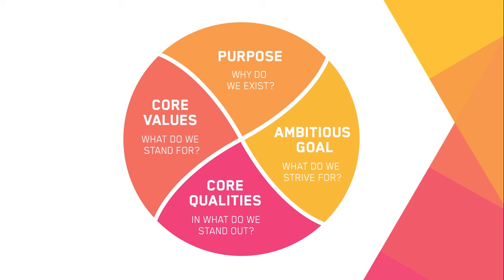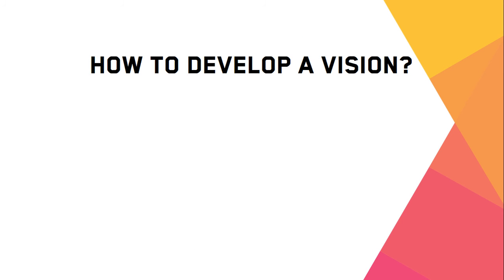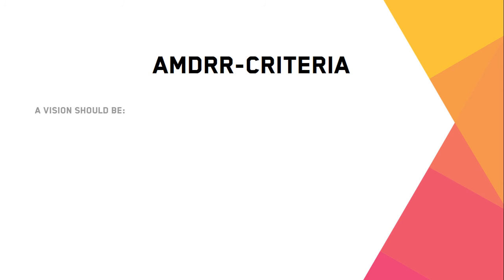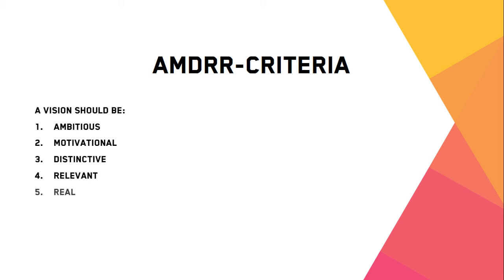It is time to define how we are going to develop our SDG vision. So there are 2 important reference points in discovering your vision. First of all, the 4-part vision circle is key. So it's about defining your purpose, ambitious goal, core values, and qualities. Secondly, your vision should meet the AMDRR criteria in order to be effective. So what does this stand for? It stands for ambitious, motivational, distinctive, relevant, and real.